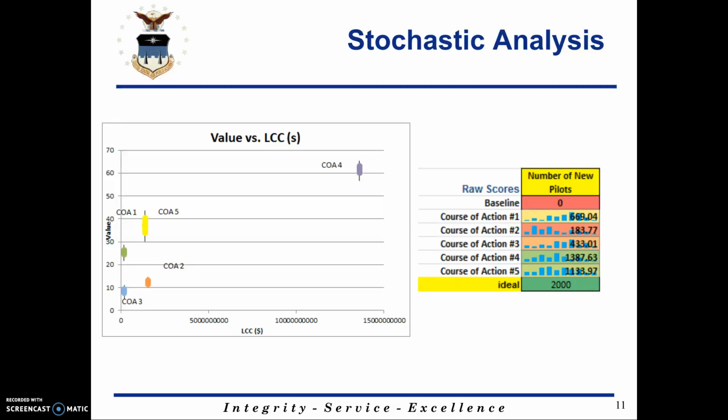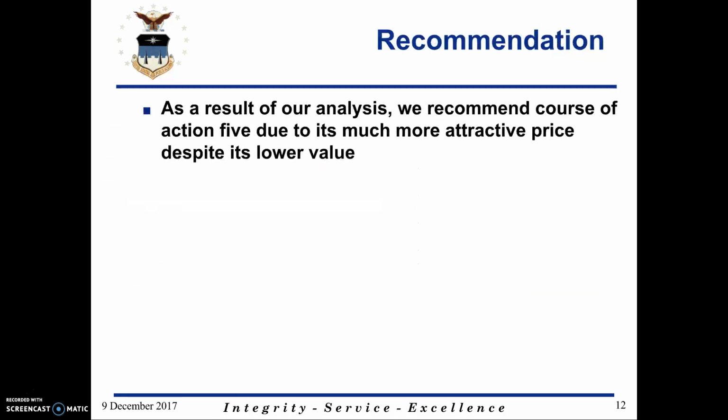Course of action 4 does have very little uncertainty that it takes into account and is going to be pretty stable in its value. Course of action 5 itself is a little bit more unstable with its value, but of course its price is still incredibly decreased from course of action 4.